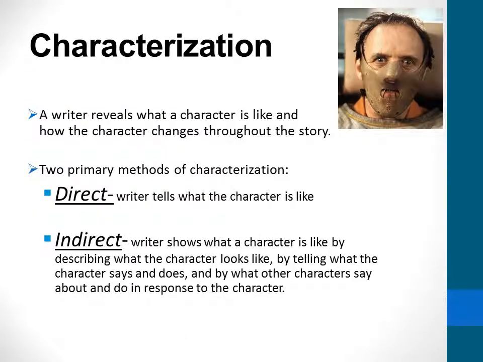Next, we're going to look at characterization. And this is when a writer reveals what a character is like and how the character changes throughout the story. There's 2 primary methods of characterization. The first one is direct. The writer tells what the character is like. And then the indirect is the writer shows what a character is like by describing what the character looks like, by telling what the character says and does, and by what other characters say about and do in response to the character. And that's oftentimes a lot more interesting.